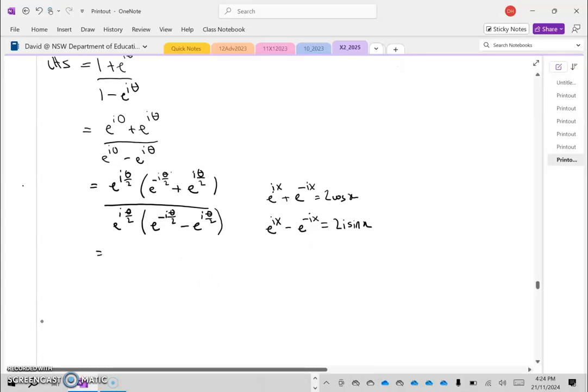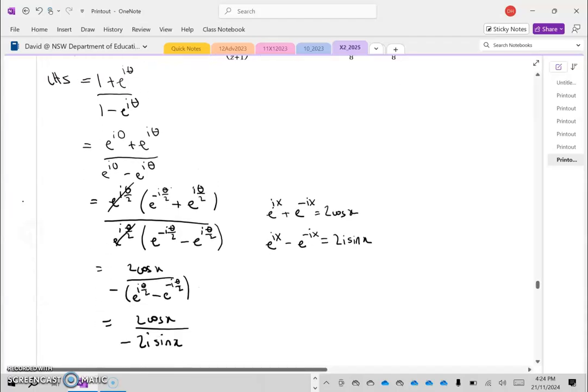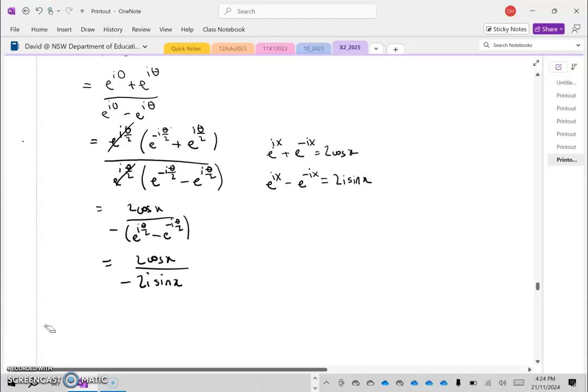So what I'm going to do is cancel this and this. That can cancel. I'm going to change the top to 2 cos x. I'm just going to pull out a negative on the bottom there. So it's e to the i theta on 2 minus e to the negative i theta on 2. So now that's going to be 2 cos x over negative 2i sine x. And we wanted to get a cot, so I can see, oh, I've changed them to x's. That should be theta on 2, apologies. So theta on 2, theta on 2.